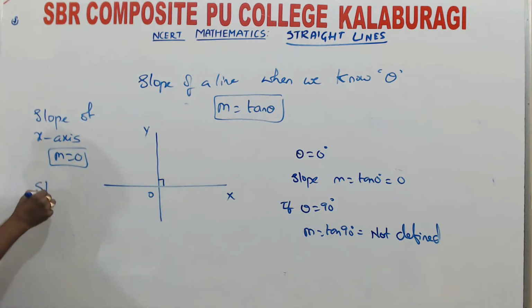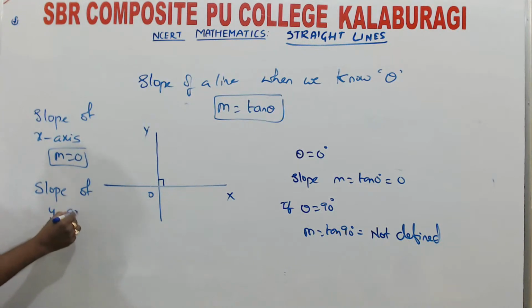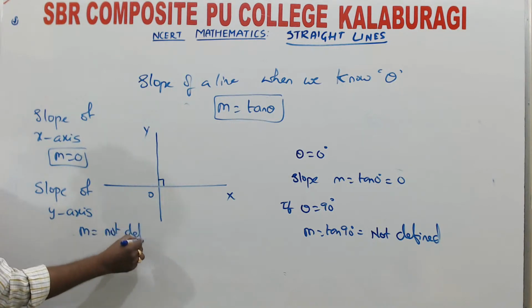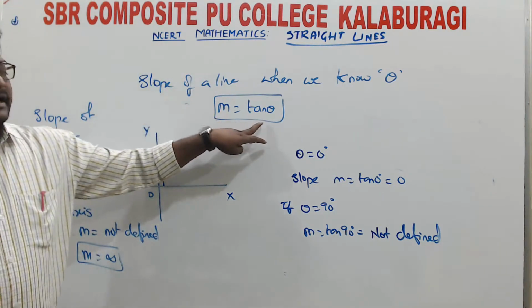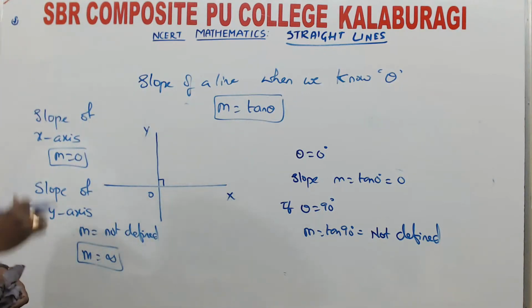Next, we derived the slope of the y-axis. m equals what? Not defined. Therefore, here otherwise we can take infinity. Not defined means we can take infinity. The slope of the x-axis and the slope of the y-axis we got from m equals tan theta. This is the concept of the slope of a line.